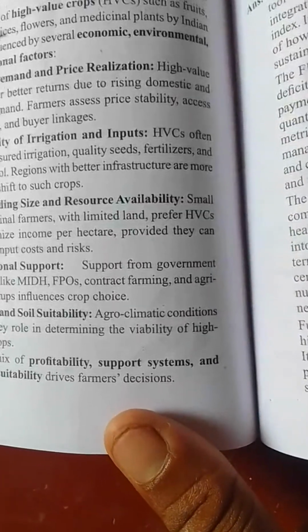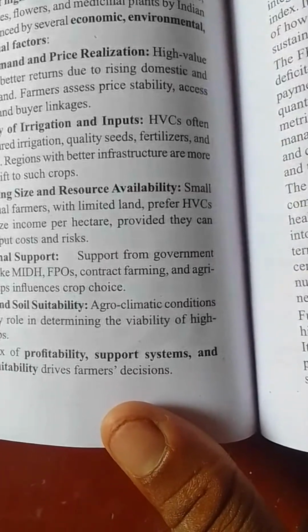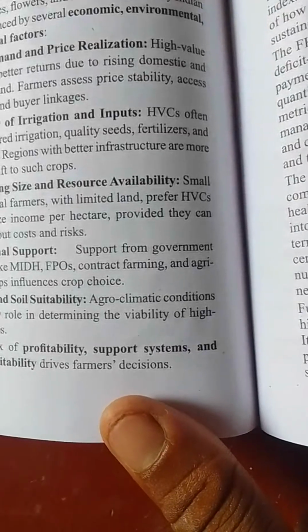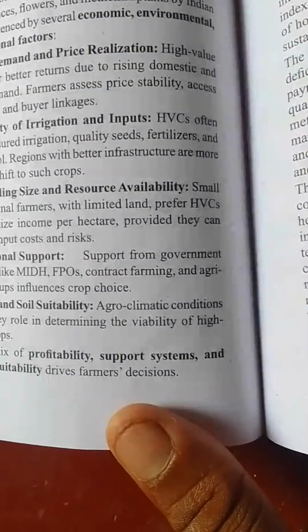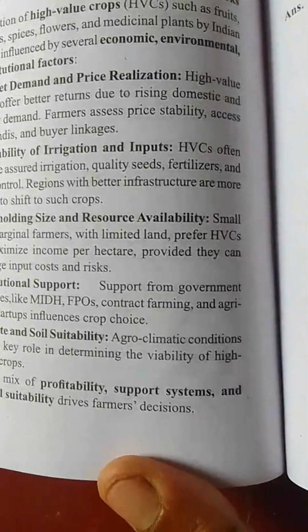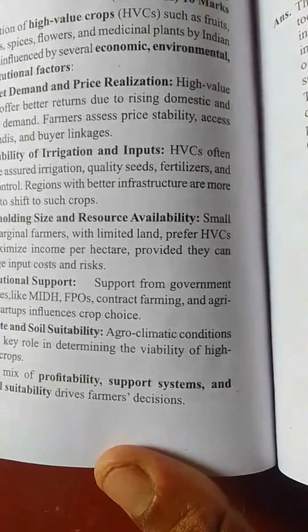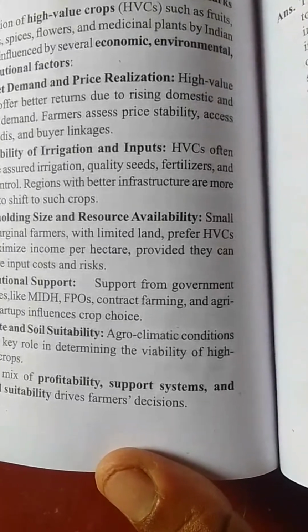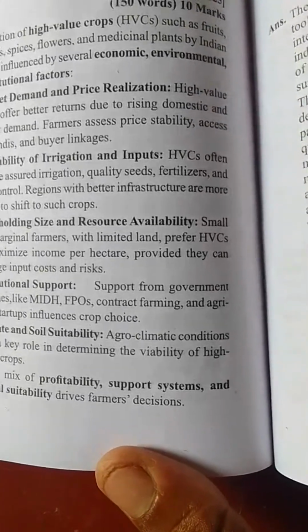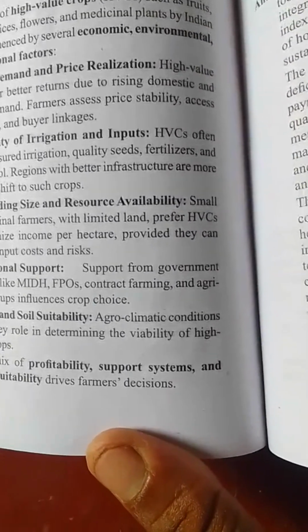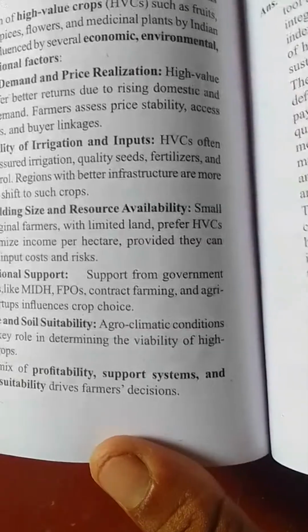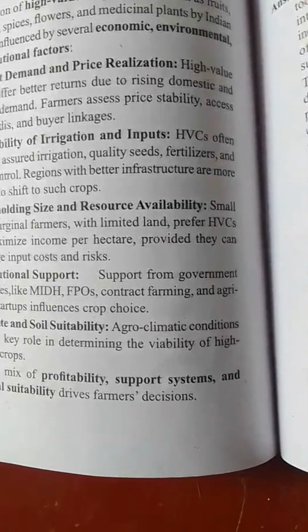Institutional support: support from government schemes like MIDH, FPOs, contract farming and agri-tech startups influences crop choice. Climate and soil suitability: agroclimatic conditions play a key role in determining the viability of high-value crops. Hence, a mix of profitability, support system and ecological sustainability drives farmer decisions.